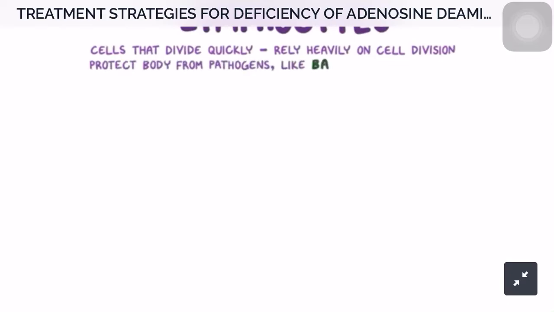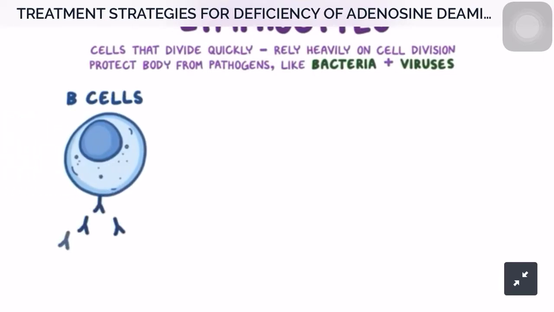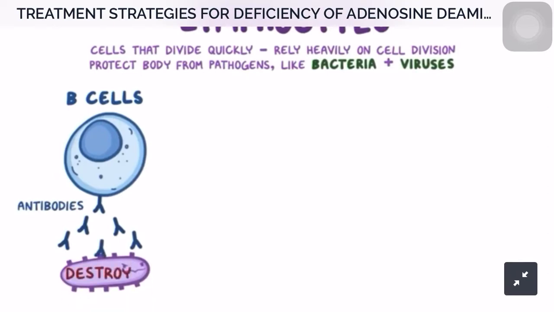Now, one class of cells that divides quickly and therefore relies heavily on cell division to work smoothly are lymphocytes. Lymphocytes protect the body from pathogens like bacteria and viruses in 2 ways. First, B lymphocytes, or B cells, produce immune proteins called antibodies, which seek out and latch onto an invader, marking it for destruction by other cells.